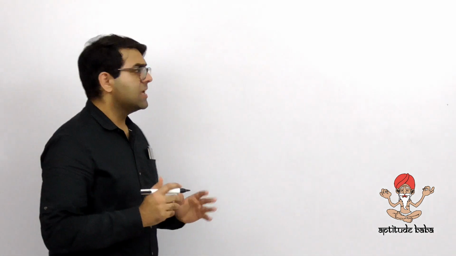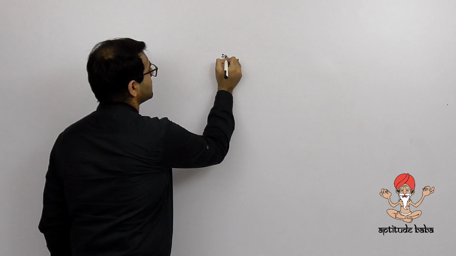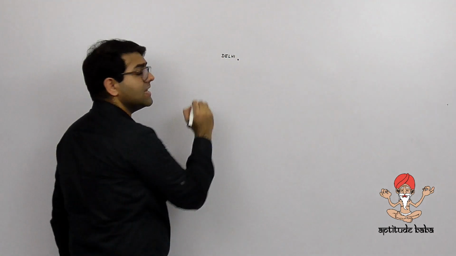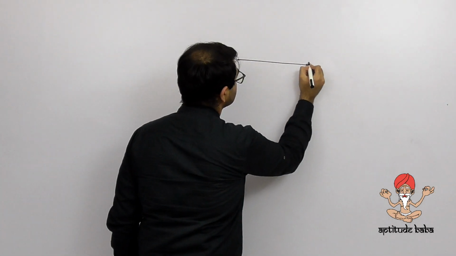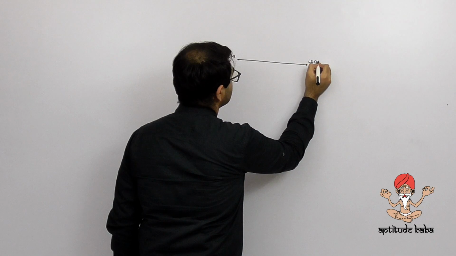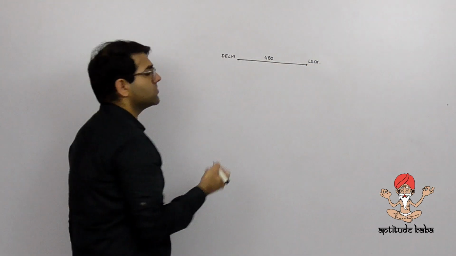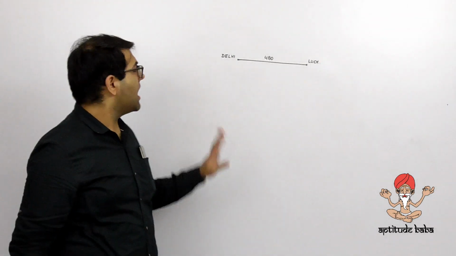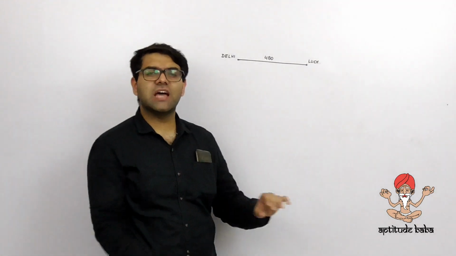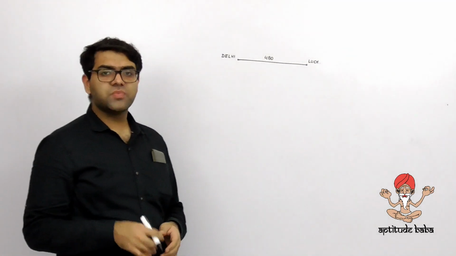Let us understand this concept using a simple example. Let us say that there is a person who lives in Delhi and he is traveling from Delhi to Lucknow. Let us say Lucknow is at a distance of 480 kilometers from Delhi. Again, I am just supposing a random number. I am not a geography expert. I do not know what the exact distance is. I am just supposing the distance from Delhi to Lucknow as 480 kilometers.